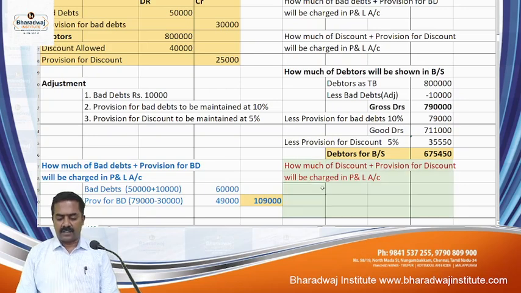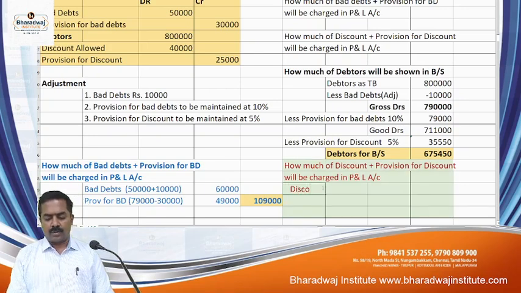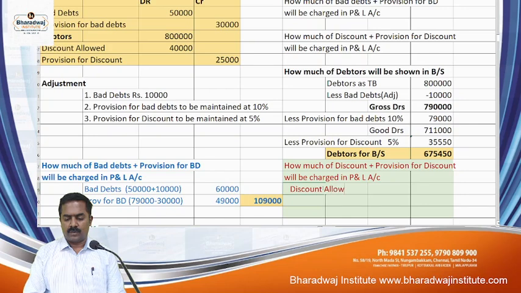Next question is simple to answer. Discount allowed. Only trial balance amount is available. As per trial balance, how much is the discount allowed as per trial balance?